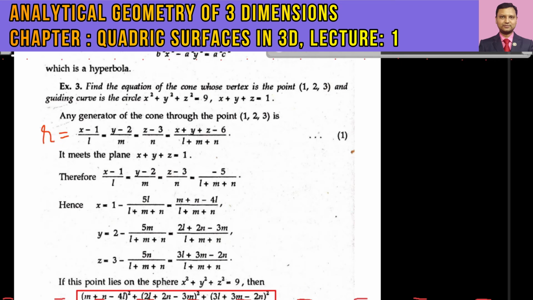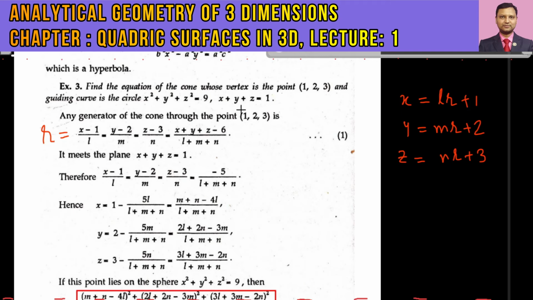In that case, you see x can be written as l into r plus 1, then y would be equal to m into r plus 2, and z would be equal to n into r plus 3.